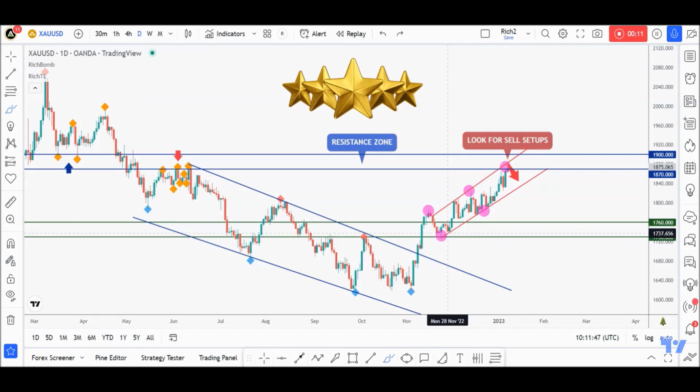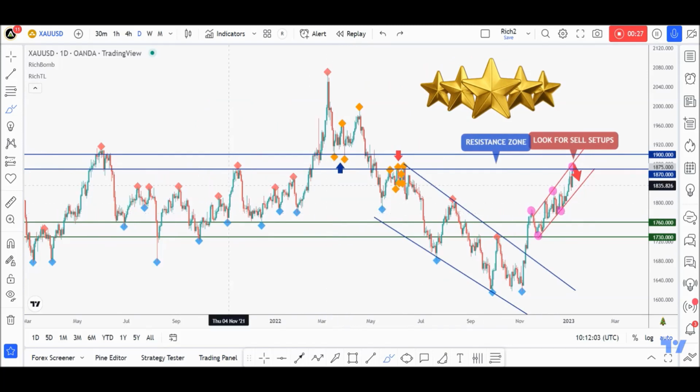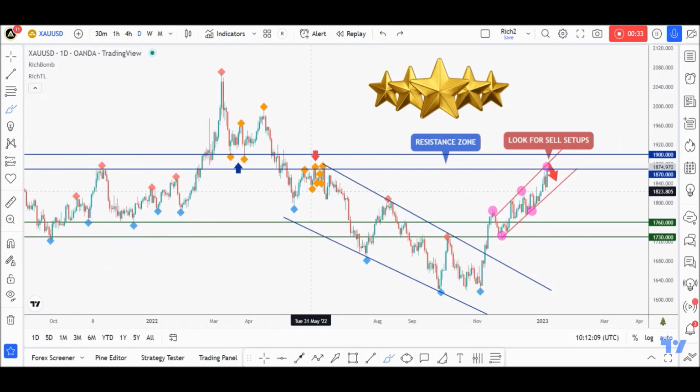So let's get started. As we clearly see, gold has been overall bullish for a while, making higher lows and higher highs, trading inside this rising channel. However, we are currently sitting around the upper bound of the channel, also intersecting with a resistance zone around the 1900 round number. We can clearly see it previously had multiple rejections, and it's currently acting as a resistance zone.